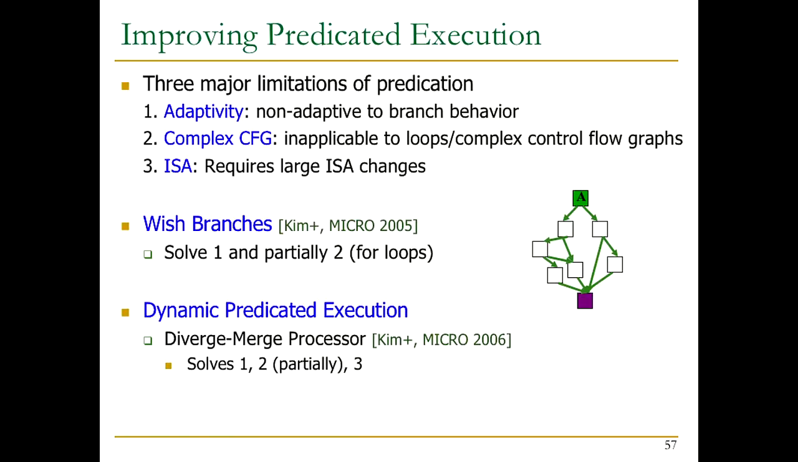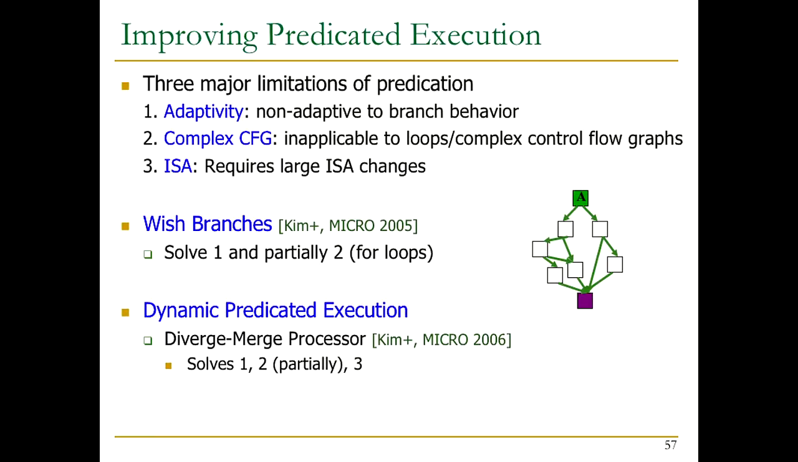Okay, anyway, we don't need to go into that. But basically, I'll tell you this idea because it's a very nice idea, I think. It's a more complex idea. Basically, which branches try to solve the adaptivity problem? If the branch is hard to predict, we're going to use predication. If the branch is easy to predict, we're going to use branch prediction. And I'm not going to talk about how it solves the loops. Basically, it's inapplicable to loops, but you can actually get some of the benefits in the loops.